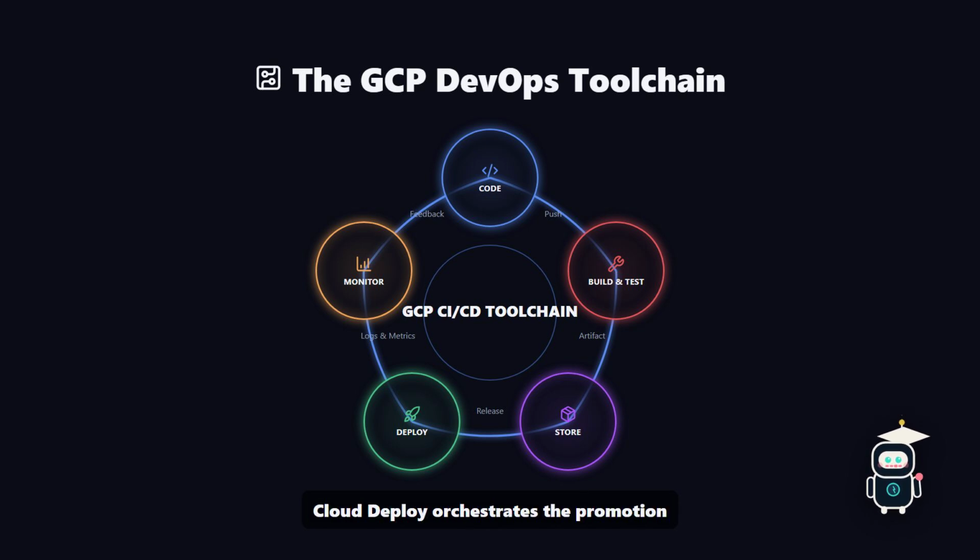From there, Cloud Deploy orchestrates the promotion of that artifact through defined environments, such as staging and production, with approval steps to protect your releases. And Cloud Monitoring watches everything, feeding logs and metrics back so you can spot issues before your users do. That's the whole loop, designed so you never have to click around the console to deploy again.